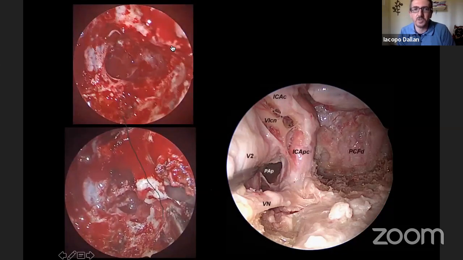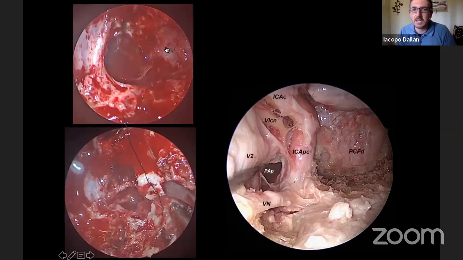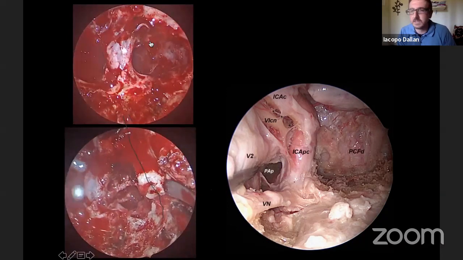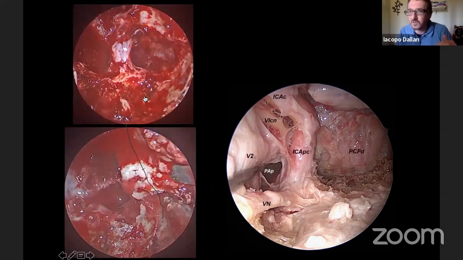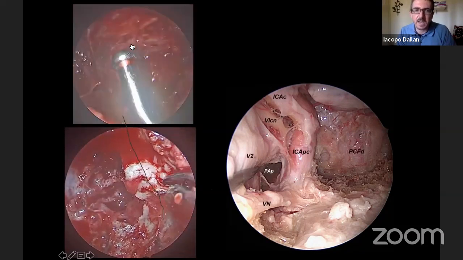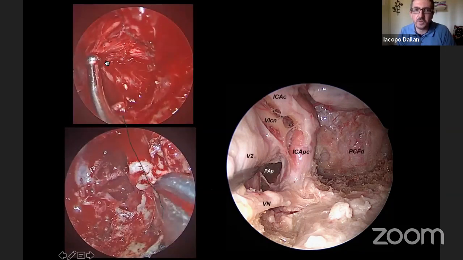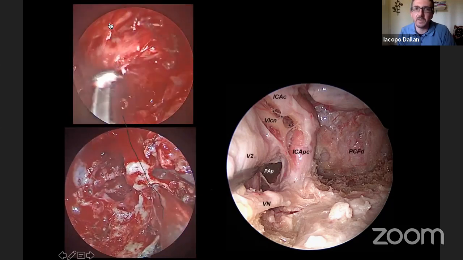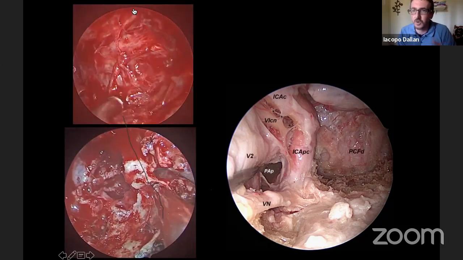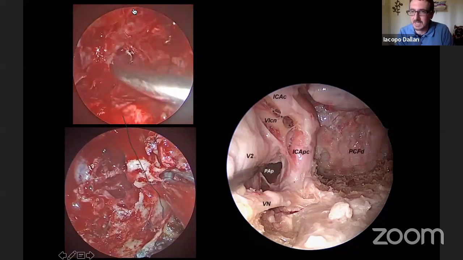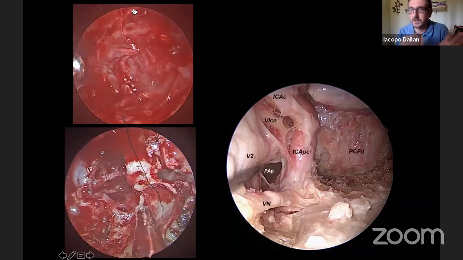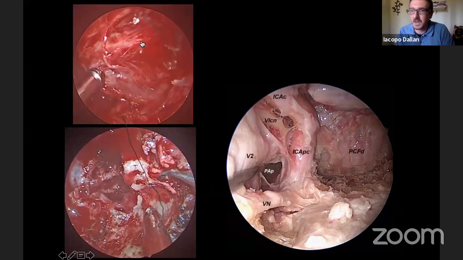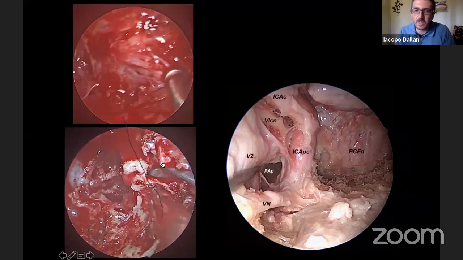So, petrous portion. And here you see in the petrous apex, once that tumor has been removed, the possibility to visualize the second branch. So V2 here, V3 is going there, and V1 is here. So the anatomy seen in the dissection can be transposed. So in this way, I think it's much more. And look in the bottom.